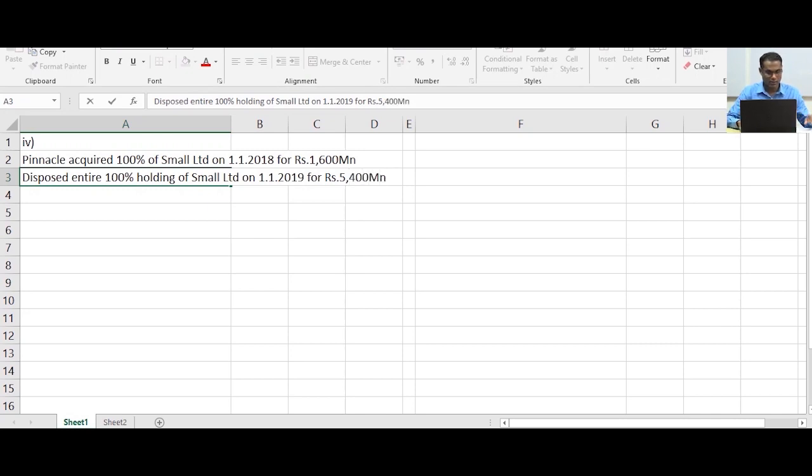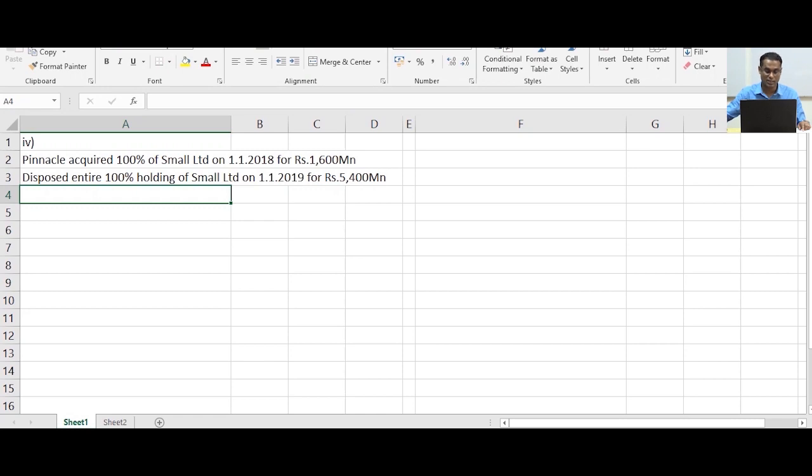5,400, right. So it is very important to understand the date of disposal, because this has been disposed of at the beginning of the financial year, which means the income and the expenses of Small Limited are not going to be consolidated when we are preparing the consolidated income statement. That is actually the next part of the question. Now what happened is, and also it's mentioned at the same place, Pinnacle has recognized a 3,800 profit on the disposal of this subsidiary in its individual financial statements.